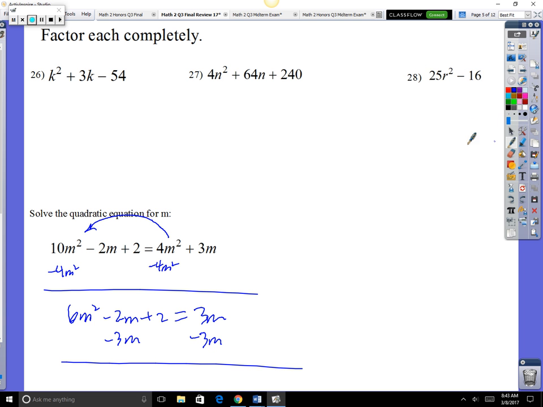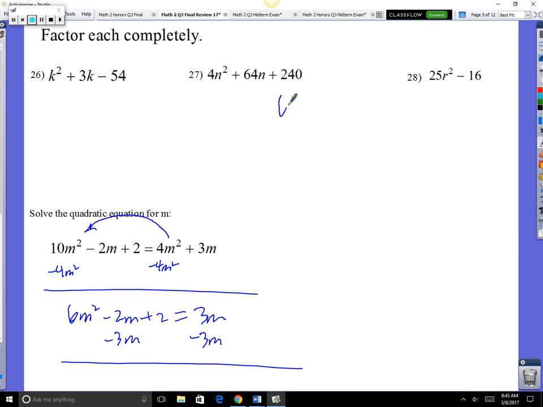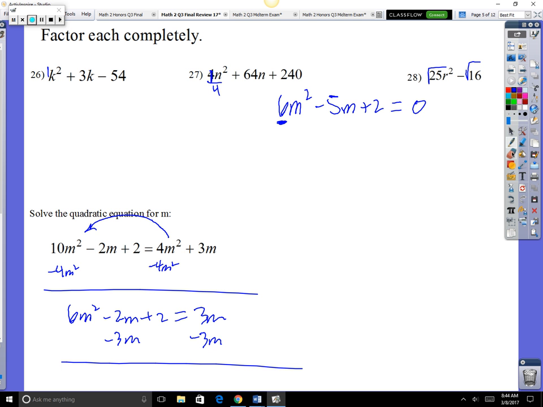After I combine all my like terms, get everything on the same side, I have 6m squared minus 5m's plus 2 is 0. And this is not going to factor very nice. So your a does not start with 1 like it did here. That was 1, and after we divided the 4 out, that was 1, and this one was easy because they're both perfect squares. So this one is going to be a mess to factor. So instead of trying to factor, we're going to do quadratic formula.